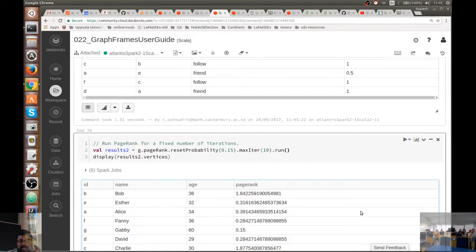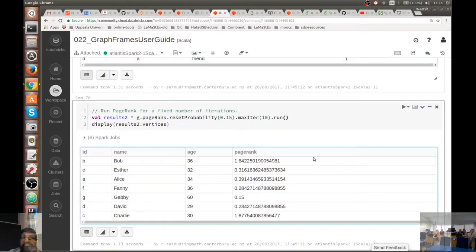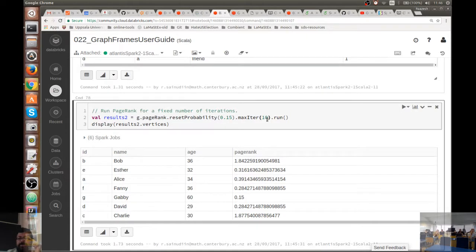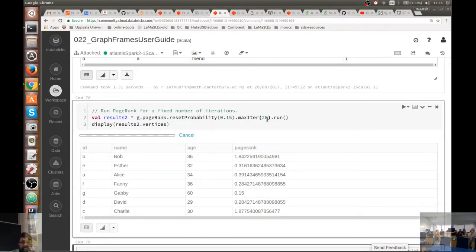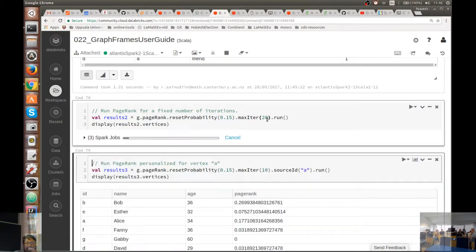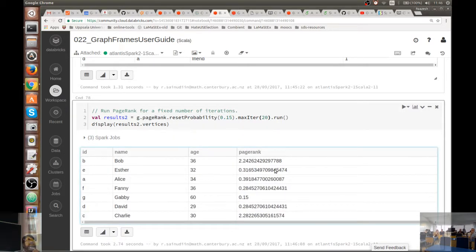So let's see, Charlie now is only 1.87, right? You see? So if I increase this to, say, 20, let's see, Charlie hopefully will get to a bigger number. You see? Because I'm sort of freezing it in the middle of action. I'm just saying how many times they have to do bulk synchronous communication about their ranks.